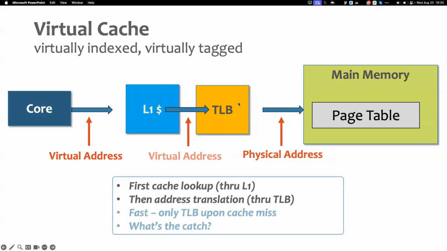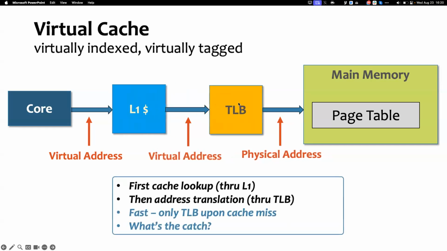The opposite technique is we first access the cache and then we do the translation. This is an entirely virtual cache, right? The cache is only accessed using virtual addresses, virtual tag, virtual index. And this is faster than the previous option. And that is because if we have a cache hit in this organization, then we don't need to do the translation. We're saving ourselves that translation step.